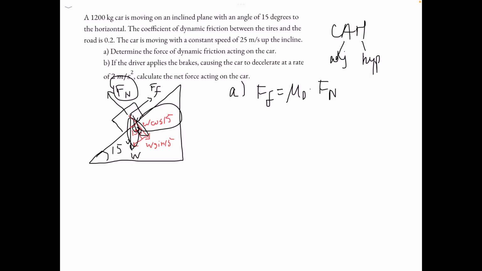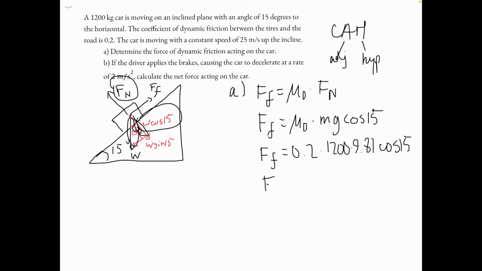Meaning that Fn, we can rewrite the equation to Ff is equal to the coefficient of dynamic friction times mg cos 15. And now we can simply plug all our values in, which will give us a frictional force of 2,274.18 newtons.